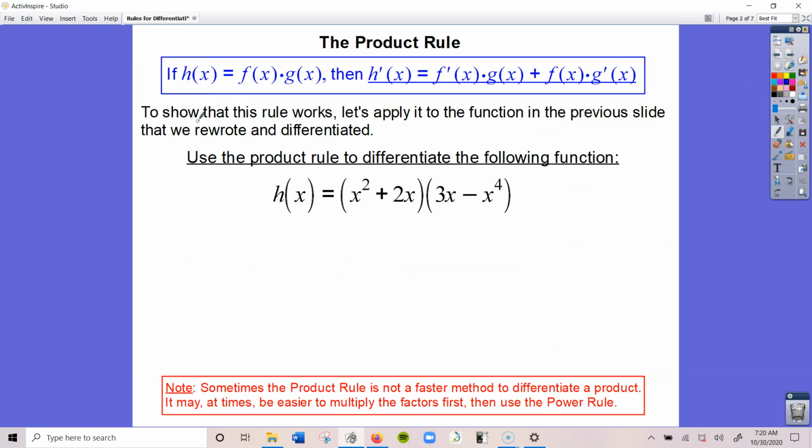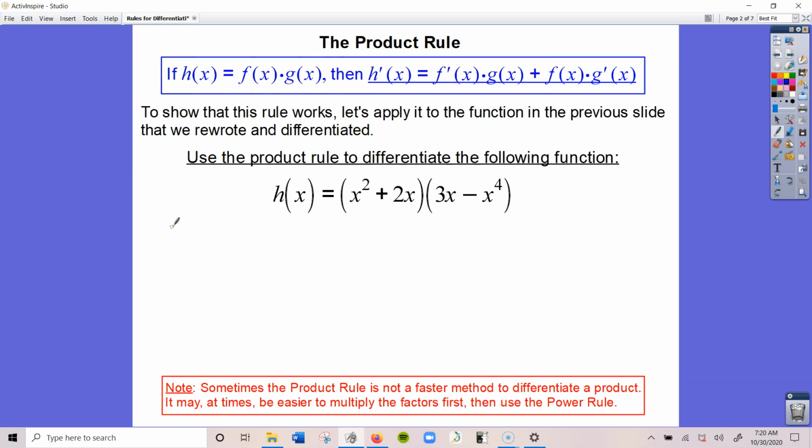Now the product rule: if you have h of x which is equal to f times g, then h prime is going to equal f prime times g plus f times g prime. So to show that this rule works, we're going to apply this rule to the h of x that we already found earlier in our warm-up and see if we get the same answer.